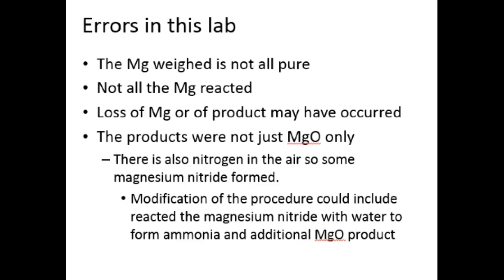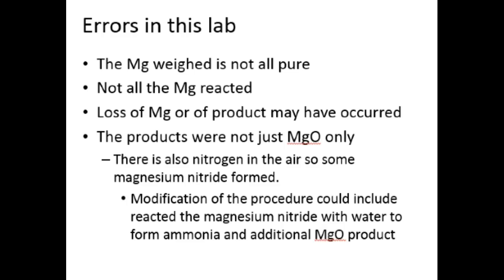So if you were to actually do this lab in the classroom, there are a couple of errors that might occur. Well, first of all, the magnesium weighed might not all be pure magnesium. Maybe when you put the magnesium into the flame, not all the magnesium reacted. You may lose some of the magnesium, and then when you go to weigh it, you're not going to get an accurate reading. Maybe you have some impurities, so the products weren't just MgO. There's also some nitrogen in the air, so maybe some magnesium nitride formed, not just magnesium oxide. We're assuming that this magnesium strip is only reacting with oxygen in the air when we're burning it.